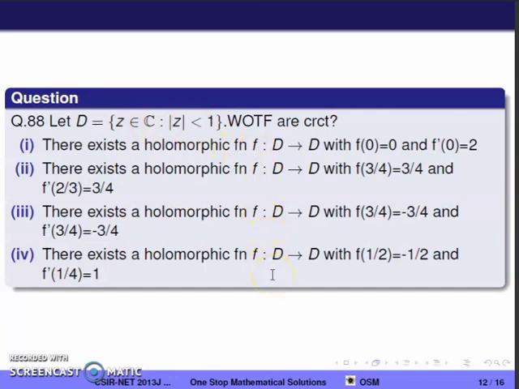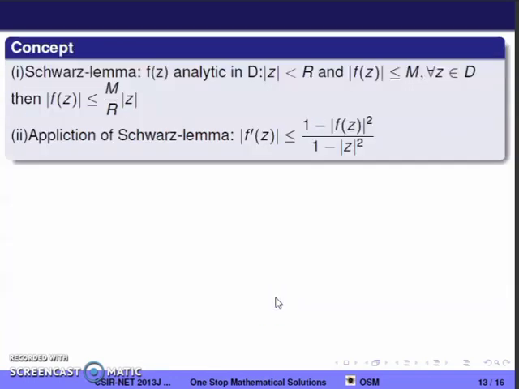First of all, let us look into the concept. Schwarz lemma says: if f of z is analytic in a domain D, which is defined by mod z less than R, and mod f of z is less than or equal to M for every z in D, then mod f of z is less than or equal to M by R times mod z. An application of Schwarz lemma is that mod f dash of z is less than or equal to 1 minus mod f of z whole square divided by 1 minus mod z whole square.